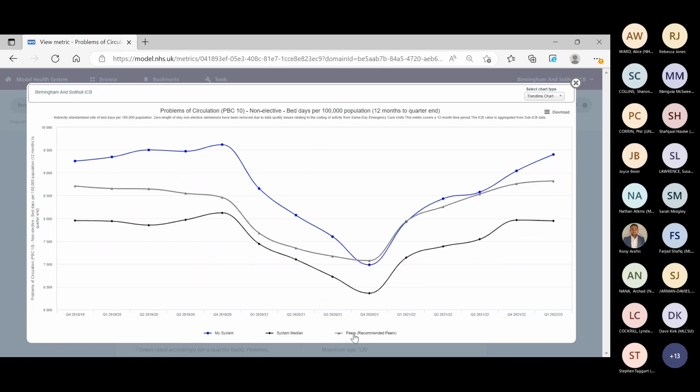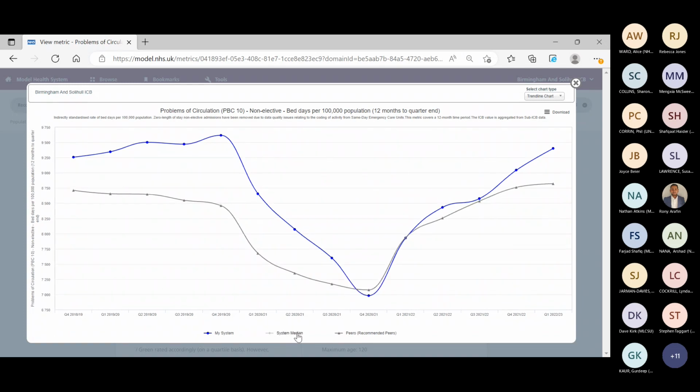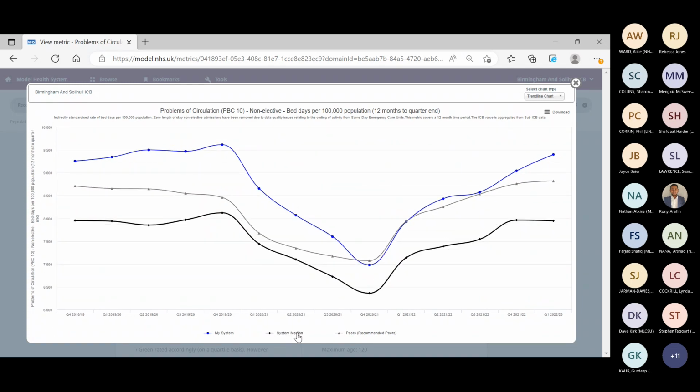You can get rid of any of those if you want to by just clicking on them, and click to add them back in. So if for example you don't think that the national median, that system median, is a useful view, then you can just take that off.